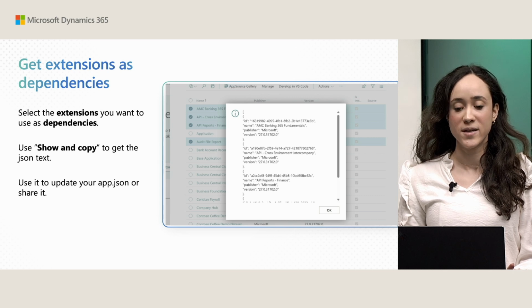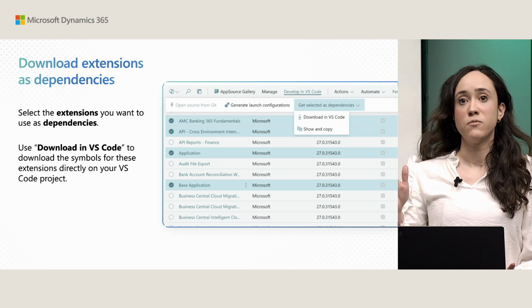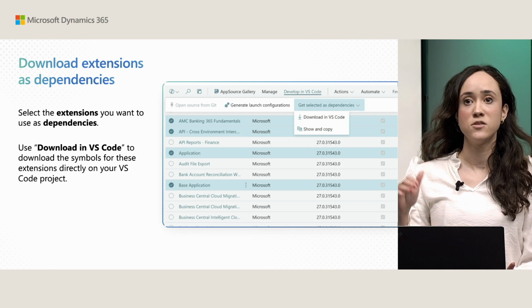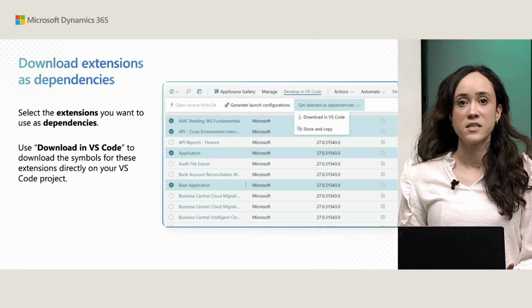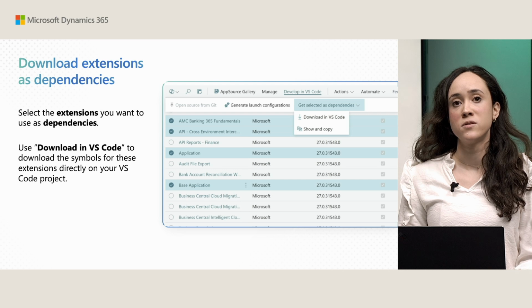And then, last of all, we have also added the ability to, once you select these extensions, if you want them directly on your VS Code project, then you can just click on download to VS Code. And this will download the extensions on your VS Code project, so you can also get started to code against them and use them as references. Or you can just go ahead and explore what the code for those extensions looks like.